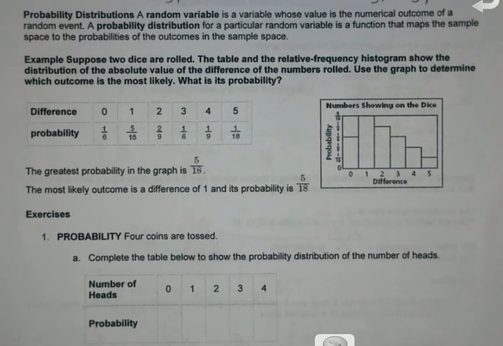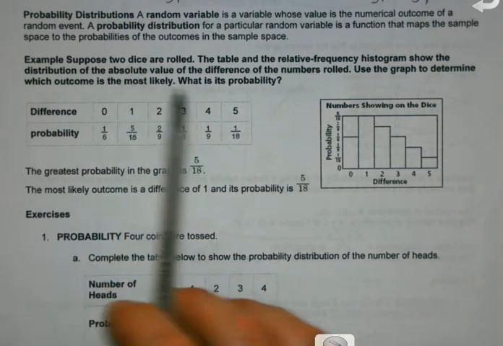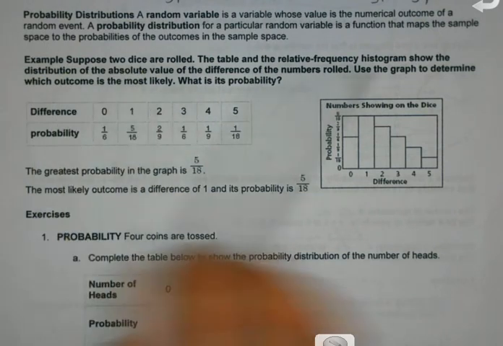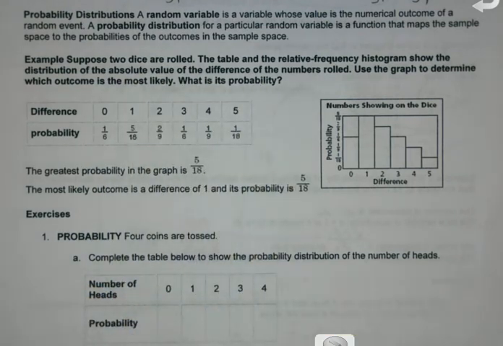All right, now this is the one that gets a little bit more interesting, so stick with me. Probability distributions, okay? Basically what it does is it takes a sample space or an experiment and figures out every possibility that could happen, and then we can put it into either a chart or a graphic type form. So for instance, for their example, we've got 2 dice that get rolled. What they're doing here is showing the distribution of the absolute value of the difference of the numbers rolled. So if I roll 2 dice and I get 6 and 1, 6 minus 1 is 5. If I roll 2 dice and I get 5 and 3, 5 minus 3 is 2, and so on.